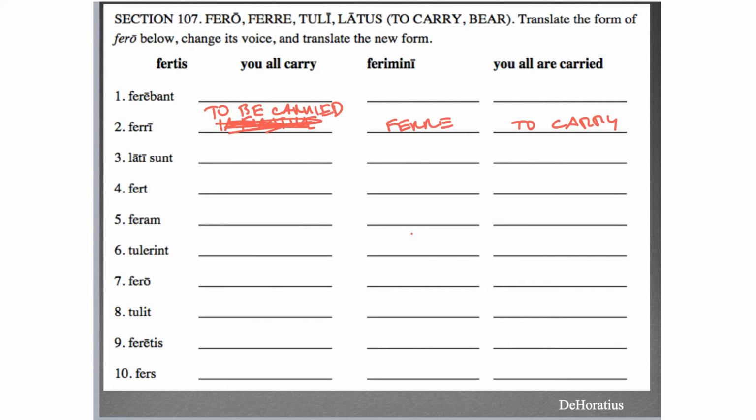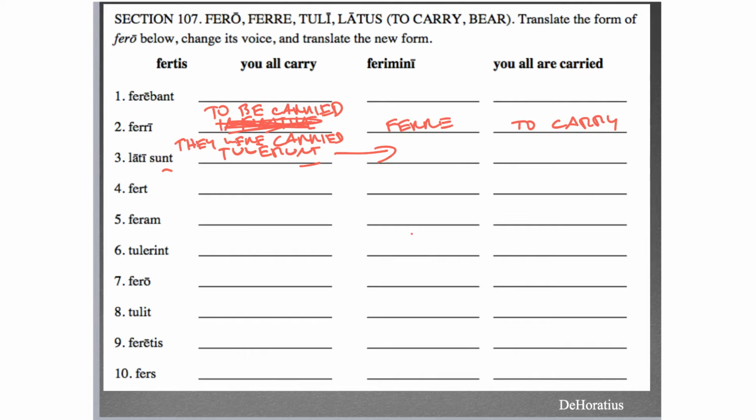So latisunt. That's the perfect passive. So I need to make the perfect active. So I've got to use that funky third principal part. So tulerunt, third person plural. Oh, sorry about that. That goes there. The original translation is they were carried.